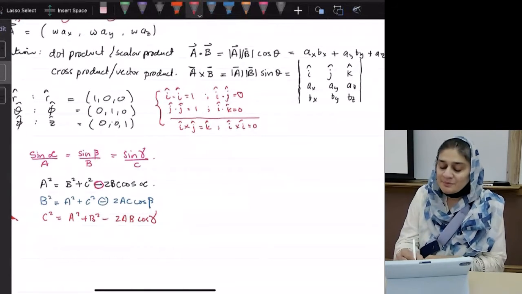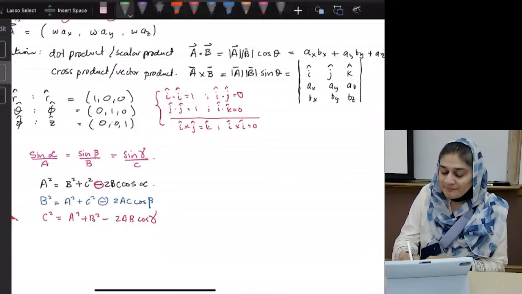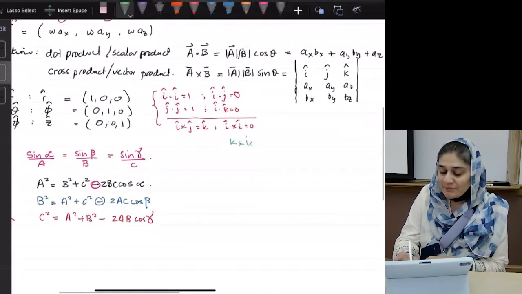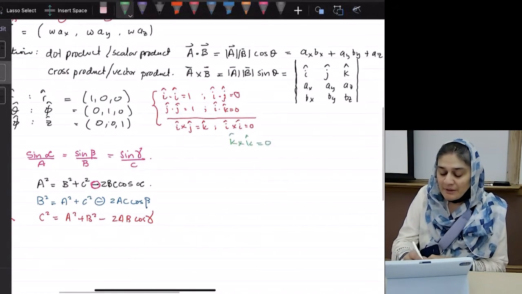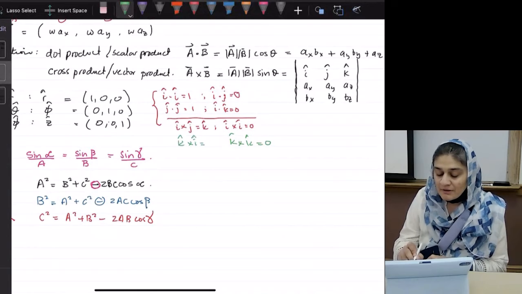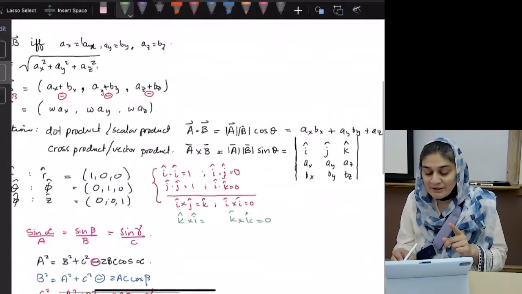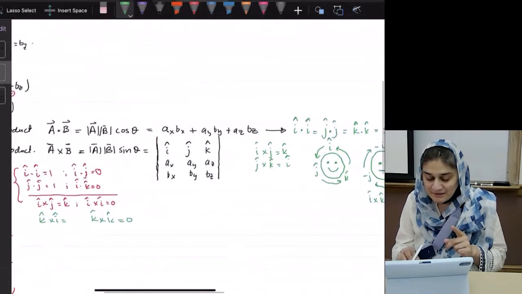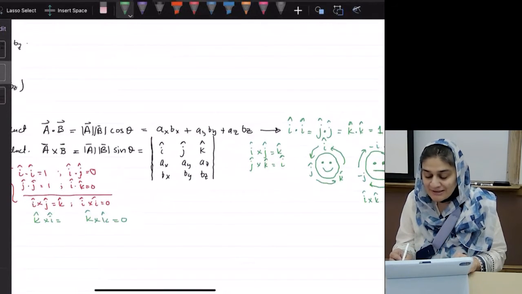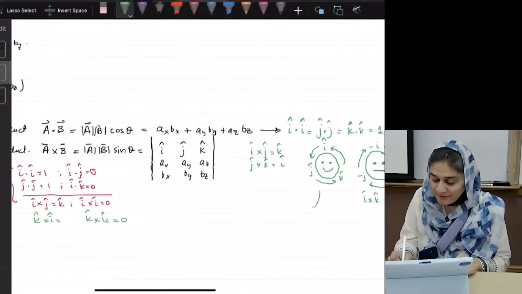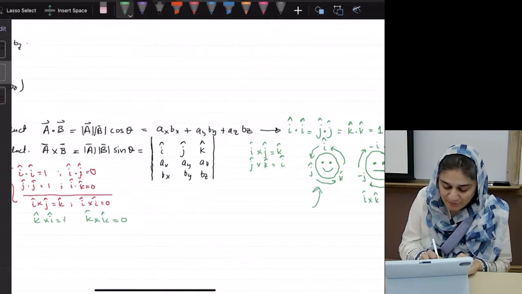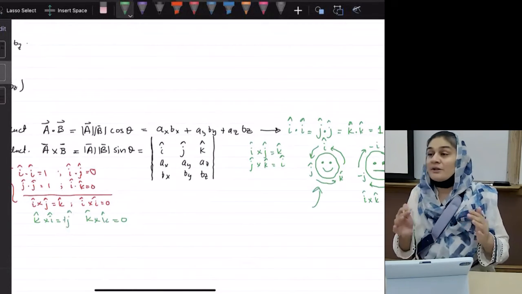Can you guess what, okay, here's a guess. k cross k will be 0. And let's pick out another one. k cross i. It will be j, but will it be plus j or minus j? Look at your smiley faces. So k cross i will be, using this one, positive j. That's all you have to remember.